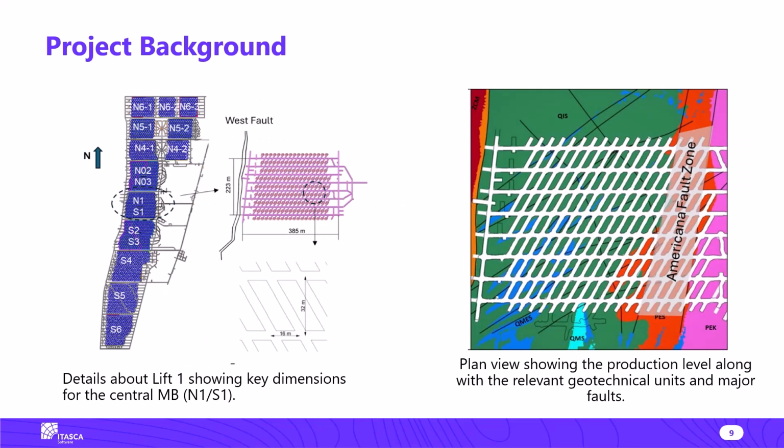This slide presents some details of the mine plan for the first lift of the underground mine. The image on the left shows the general mine plan with the designation of the blocks and macro blocks. The one we focused in our study was the one named N1S1, or North 1, South 1, whose dimensions are shown in the center image. In this macro block, the mining advance goes from southwest to northeast, basically. The image on the right contains the distribution of geotechnical units at the elevation of the production level. Some of the subvertical faults in the area are also shown here.